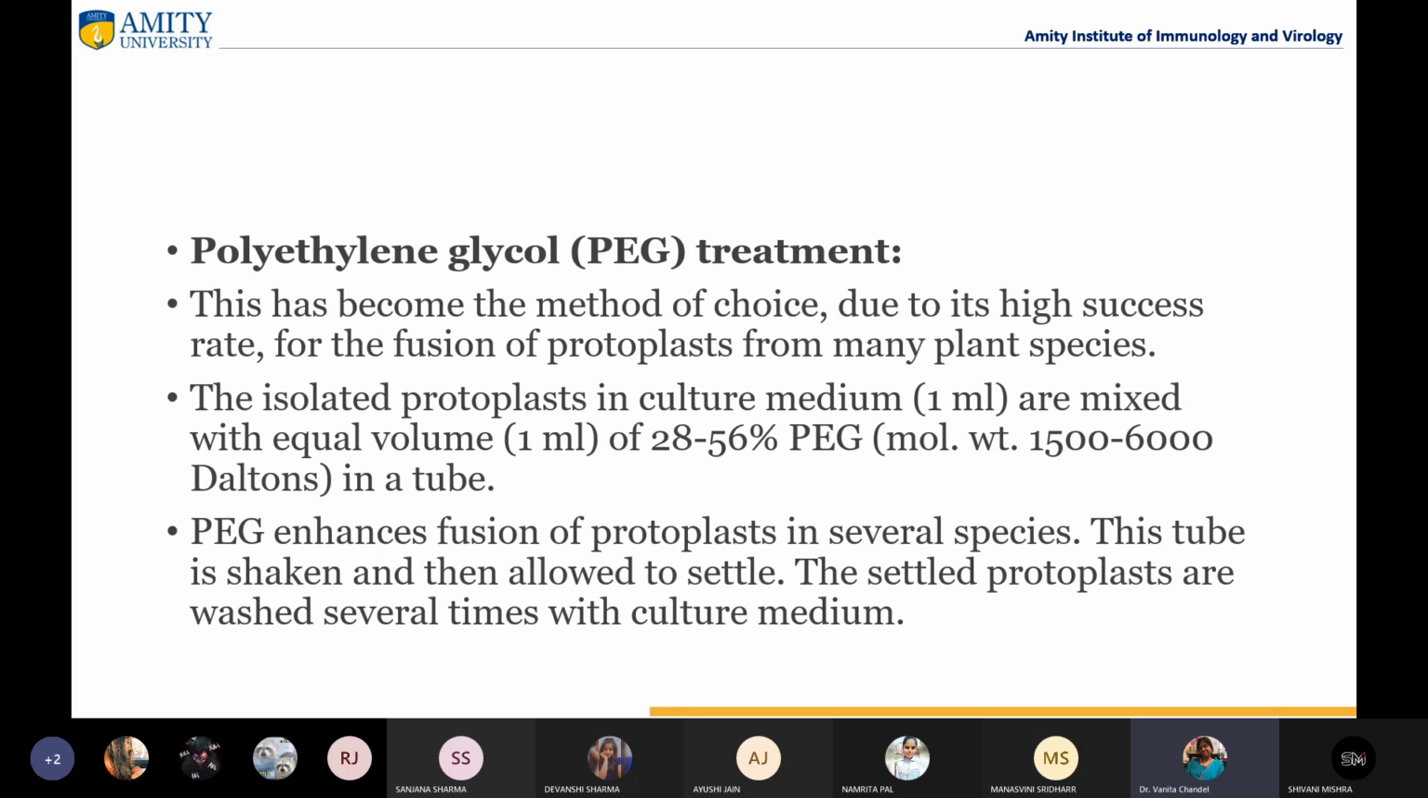Then we have PEG, polyethylene glycol treatment. This method is most commonly used because of its high success rate. Here the isolated protoplasts in culture medium are mixed with an equal volume of 28 to 56% PEG in a tube. This PEG enhances the fusion of protoplasts in several species. We shake this tube and then we allow it to settle. The settled protoplasts are washed several times with the culture medium before we use them further.